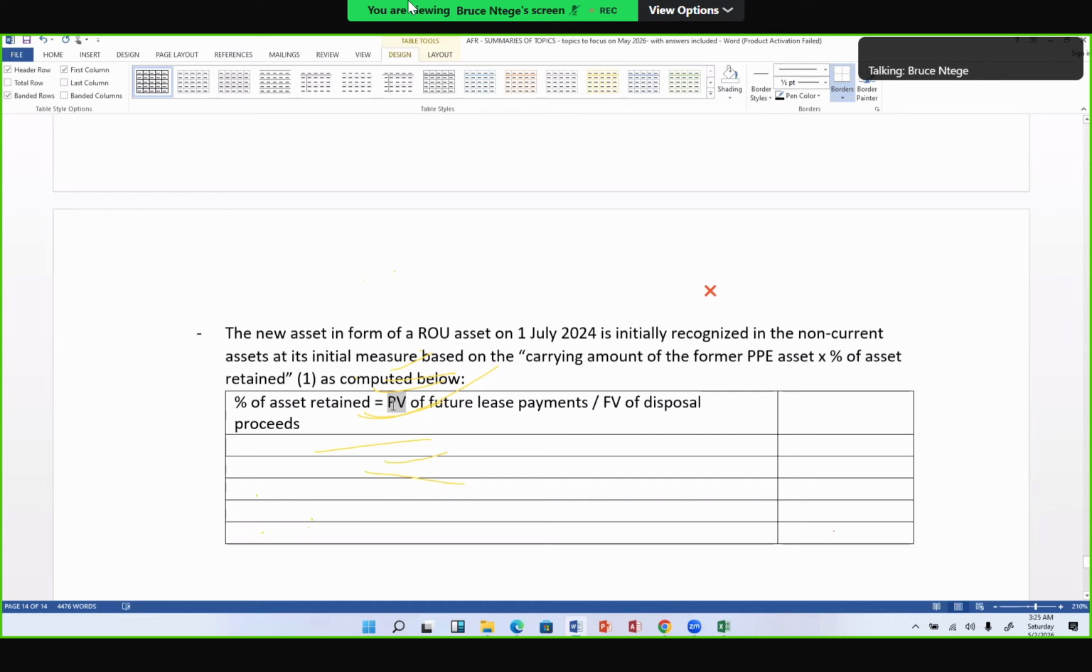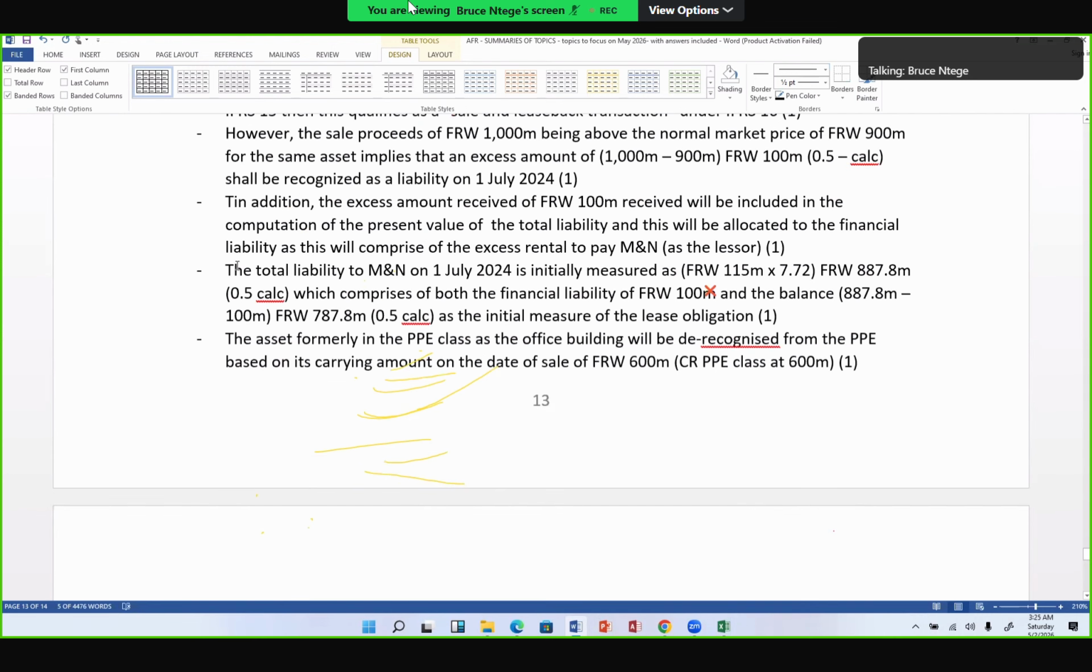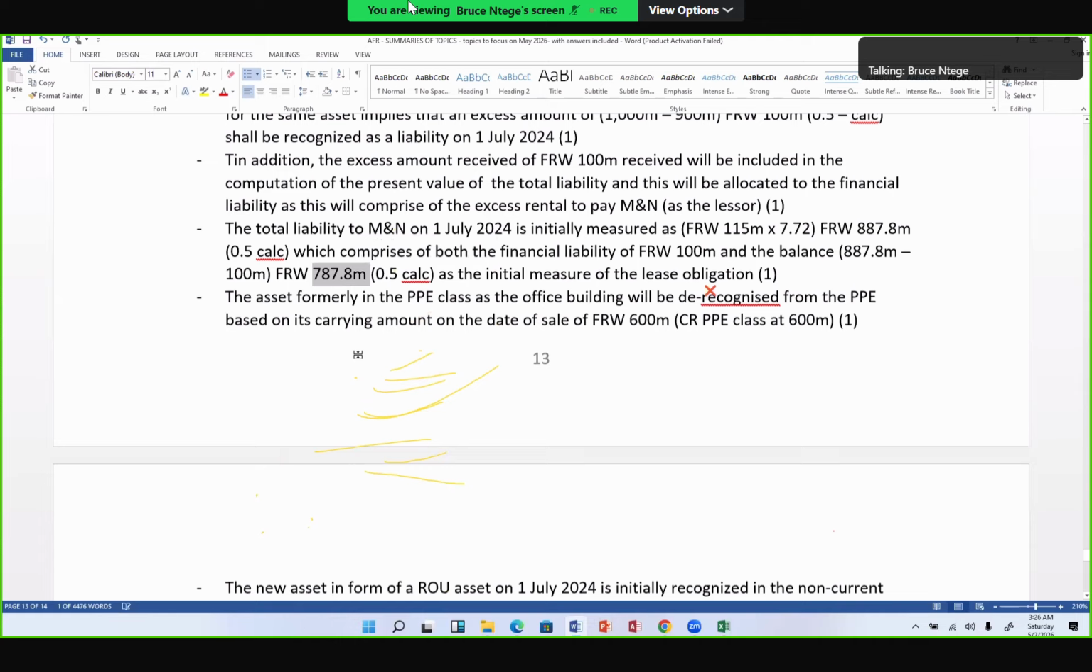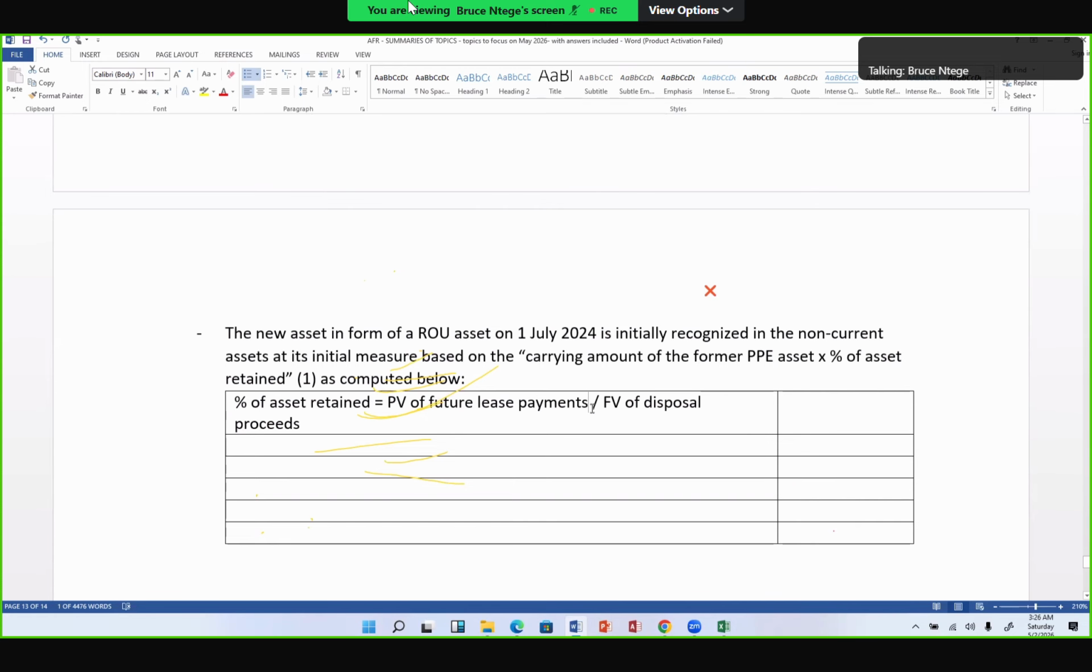The student is asking, where is the present value of that future lease payments? You have already done it here. You've computed it in one of the points here. In this statement here, there's the present value of the future lease payments, which is always the lease obligation. And the lease obligation, you've computed it to be 787.8. So there it is. So when I say present value of the future lease payments, I mean the lease obligations. This is always the initial measure of the lease obligations. And in our case, that lease obligation is 787.8 million. I hope that's the figure.